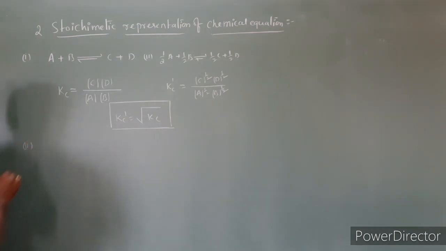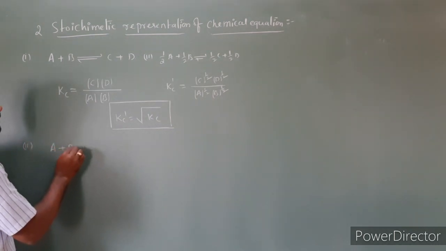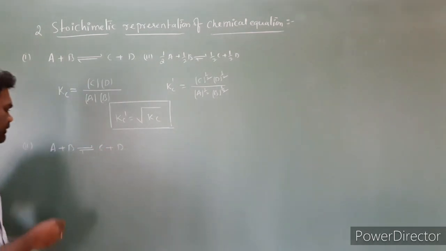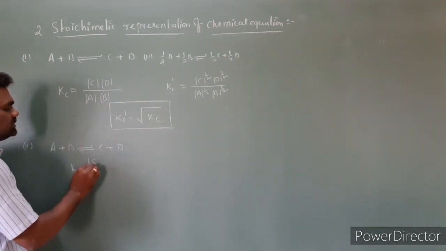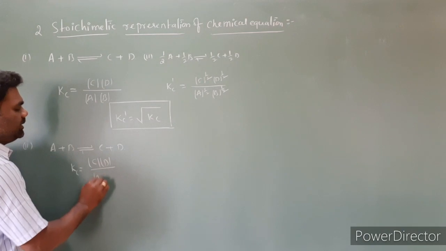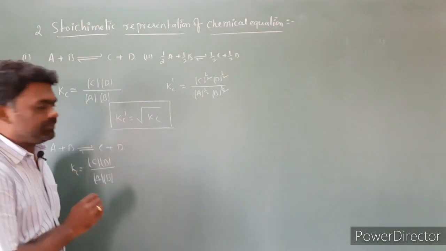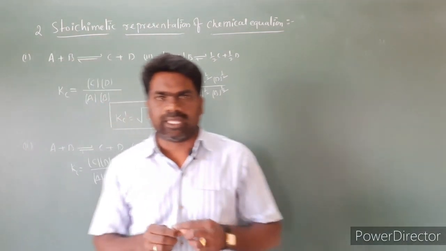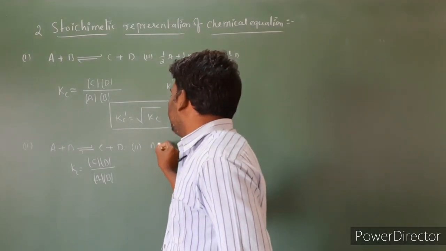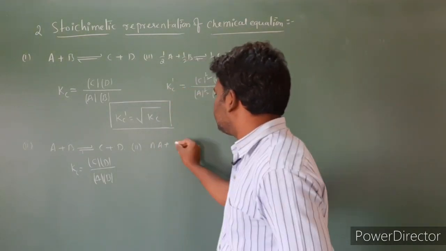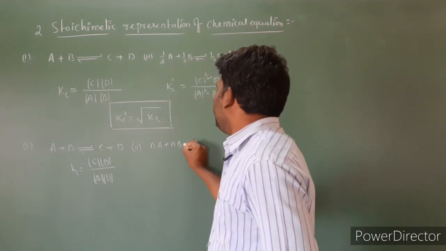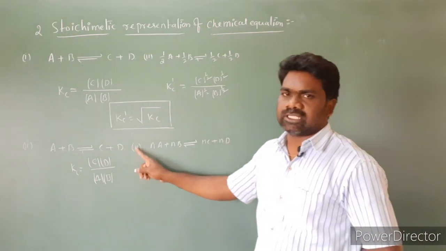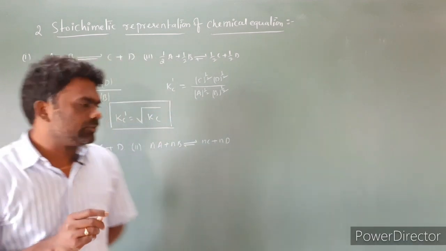And I am taking the second case. Same equation, A plus B gives rise to C plus D. This is the first case, so Kc is equal to C concentration times D concentration divided by A concentration times B concentration. This is the Kc. In this I am taking the second case, multiplying this equation by a certain value n. Then n moles of A plus n moles of B gives rise to n moles of C plus n moles of D. For this case we write Kc.